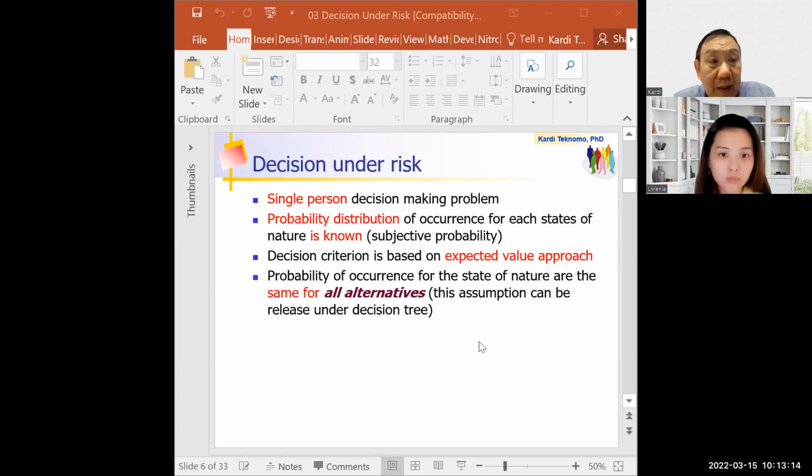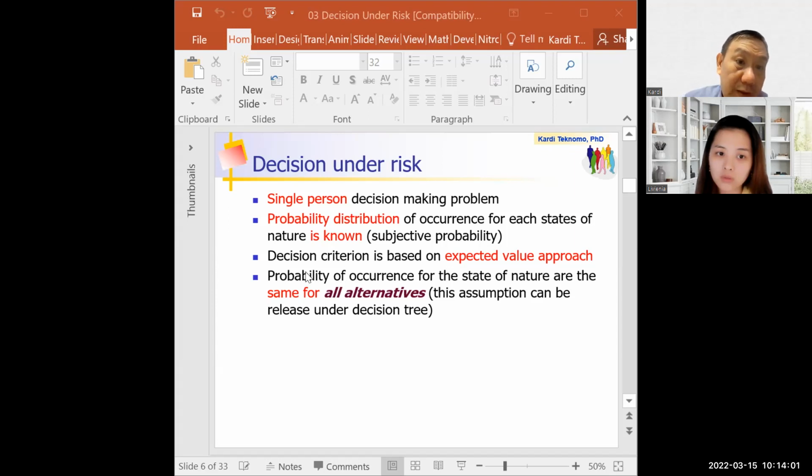Now, when we discuss decision under risk, this is exactly the same as the single person decision making problem. That means you are against the nature. The only difference with the decision under uncertainty is this, that the probability distribution of the occurrence of each state of nature is known. So again, I put this note here as subjective probability. So if you don't know, you can just assume based on your opinion. So this is based on the Bayes theorem, right?